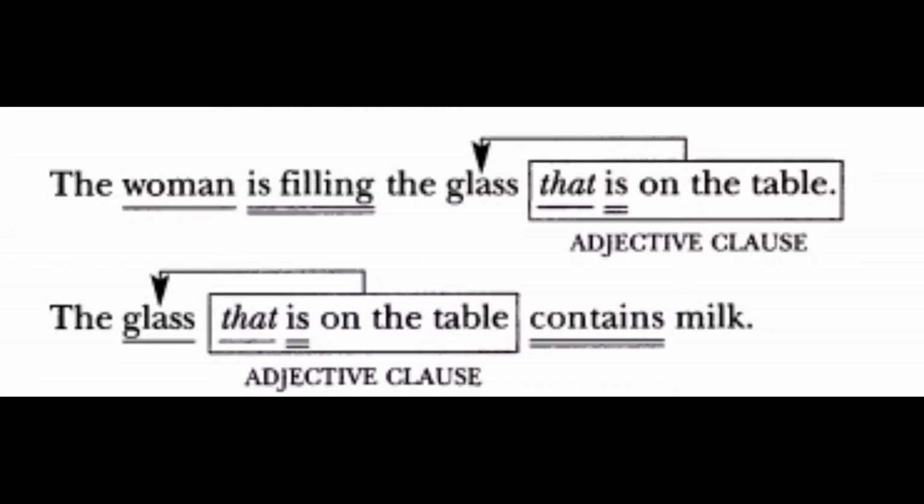For example, the woman is filling the glass that is on the table. In this example, there are two clauses. Woman is the subject of the verb is filling, and that is the subject of the verb is.